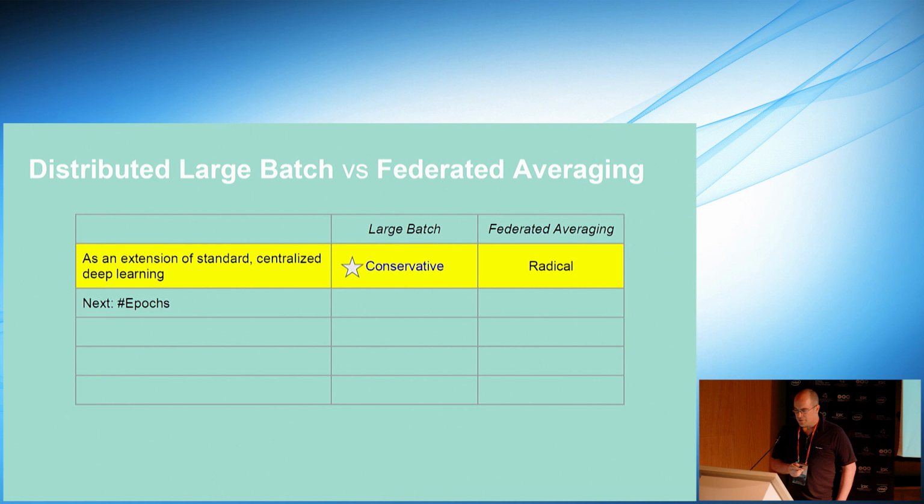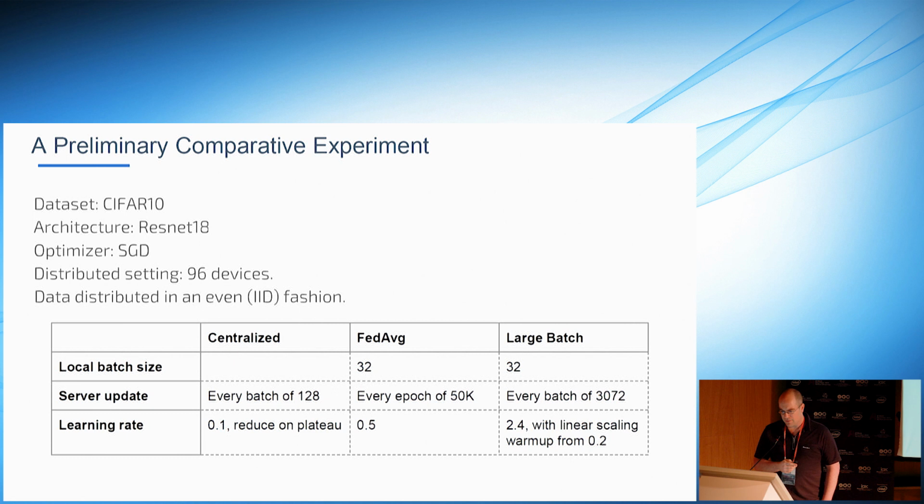And let's see a basic representative experiment comparing between the two. Nothing too drastic, running on CIFAR, which is a medium difficulty task with ResNet 18, just a standard network. And this distributed setting is such that you have 96 devices, which each get their own part of the data distributed evenly. So we're not complicating anything in that respect as well.